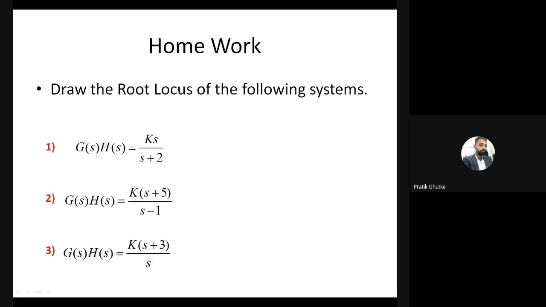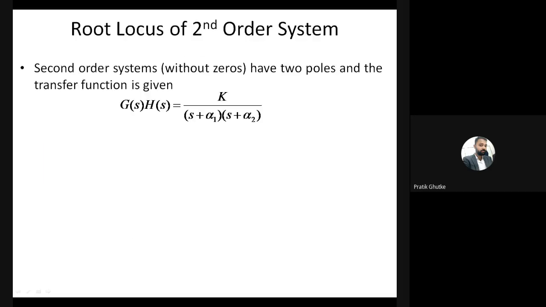Types of numericals which we are having: in the second numerical, one pole is at plus one and the zero is at minus five. In another numerical, one zero is at minus three and one pole is at zero. This type of system, in which a pole and a zero exist, consists of a first order root locus system.